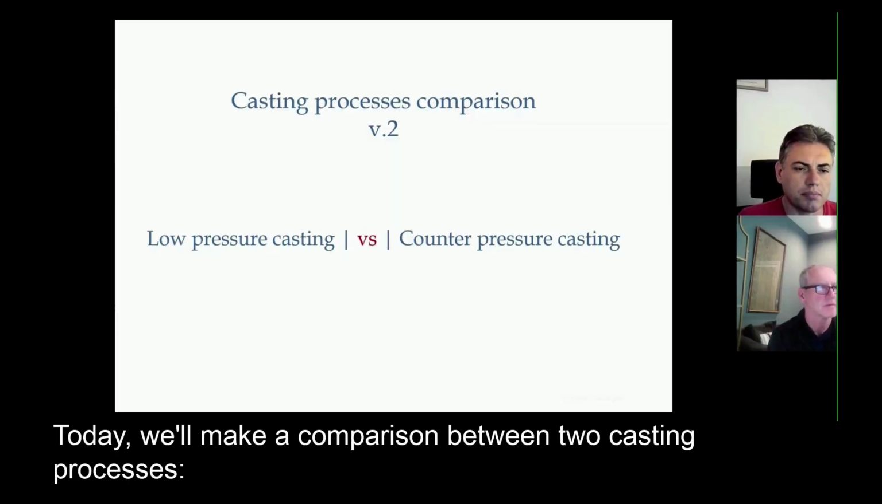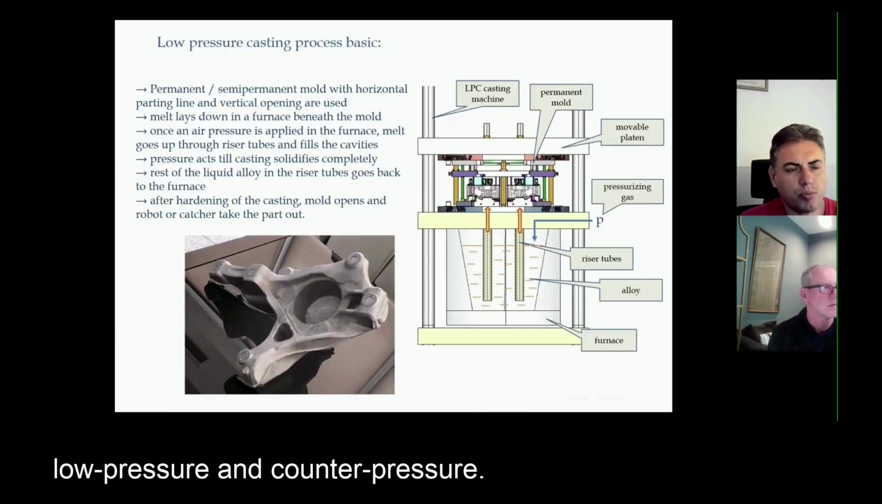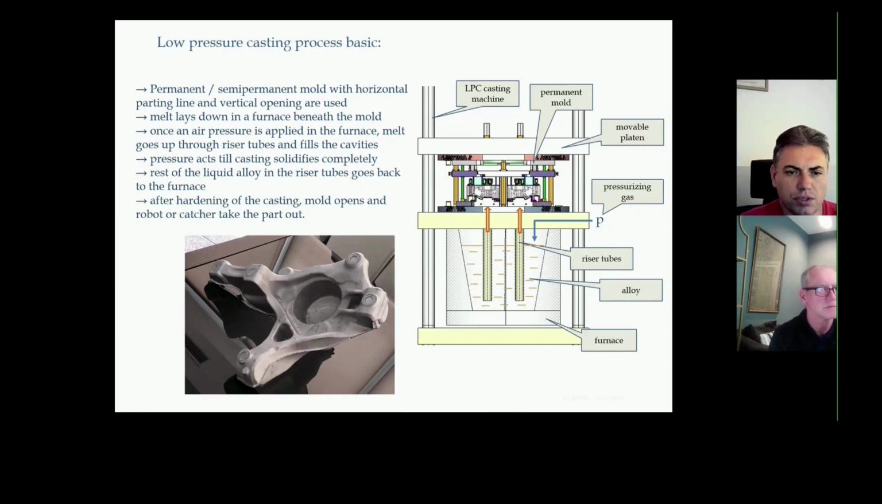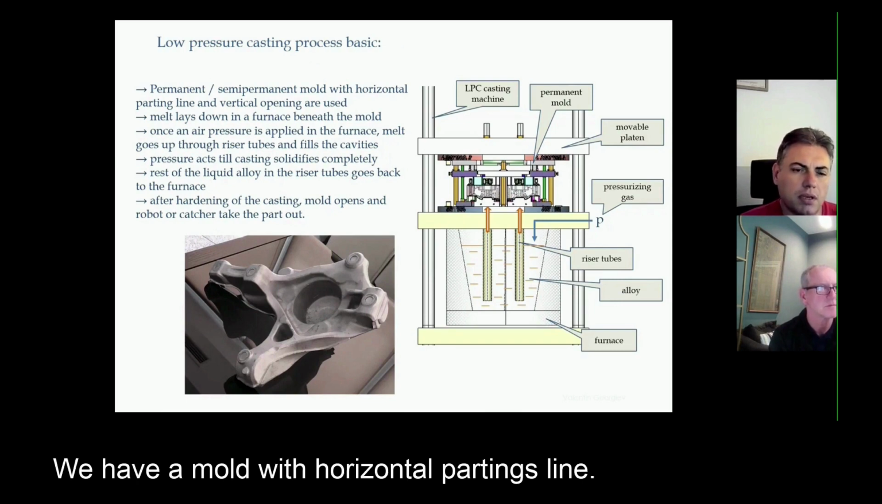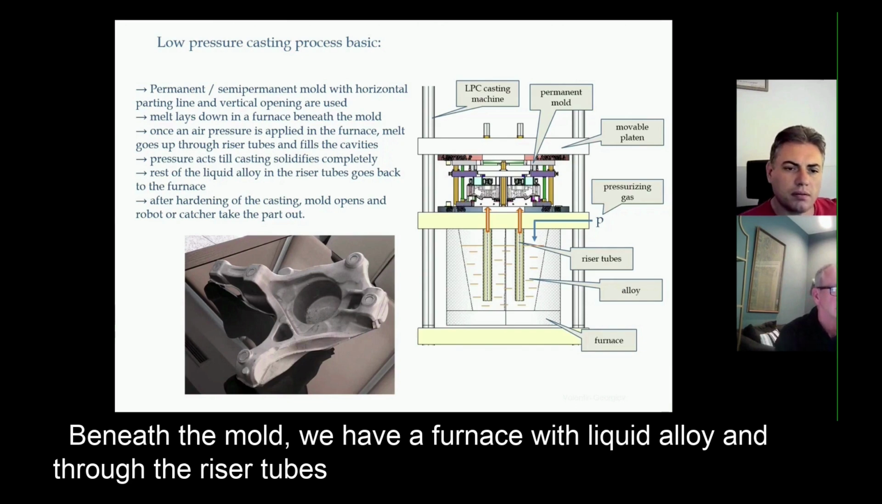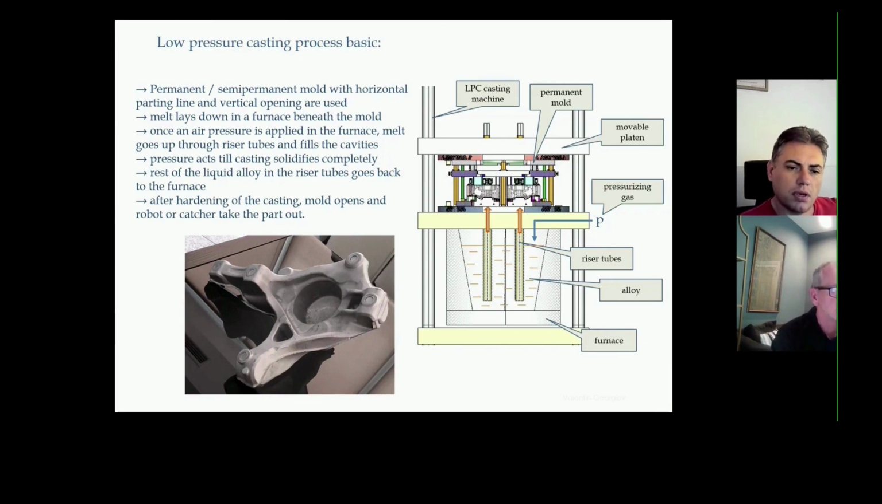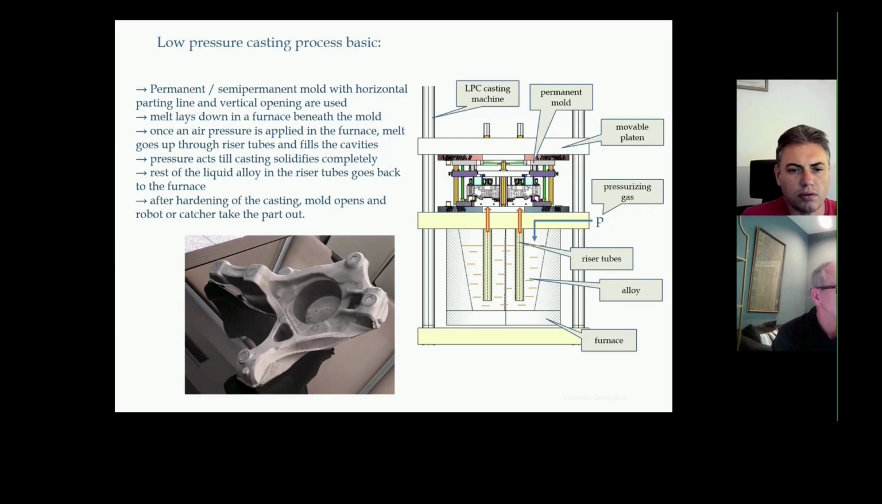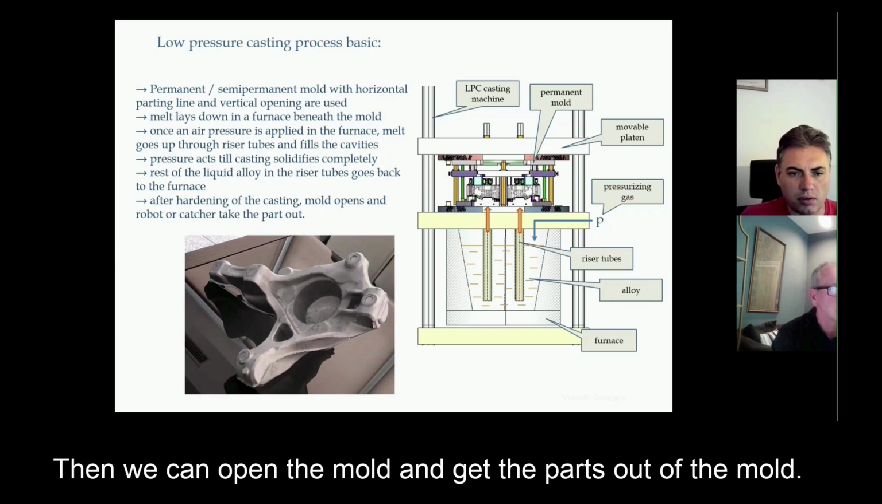Today we will make a comparison between casting processes, low pressure and counter pressure. Low pressure is quite popular. I will highlight the main features of the process. We have a machine with a vertical opening of the plates. We have a mold with a horizontal parting line. Beneath the mold we have a furnace with liquid alloy, and through the riser tubes we move the alloy to the cavities, holding the pressure a little bit until solidification. Then we release the pressure in the furnace. Then we can open the mold and get the parts out of the mold.